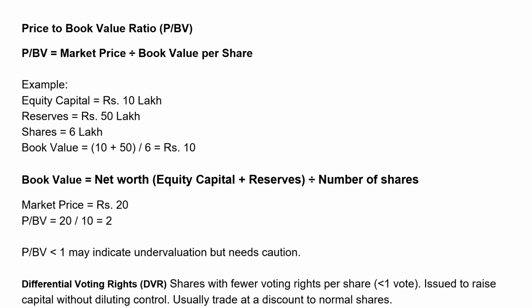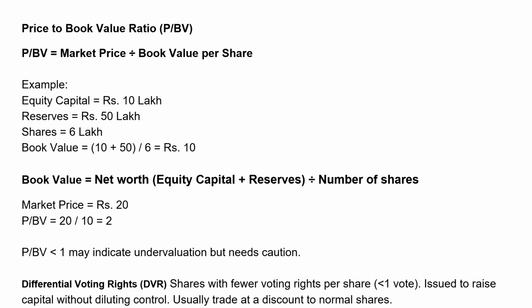If you find that the P to BV ratio is less than 1, that basically means that there is an undervaluation in that particular share. But if you find that the P to BV ratio is more than 1, that basically means it is either at par, or it can also mean that it's overvalued.